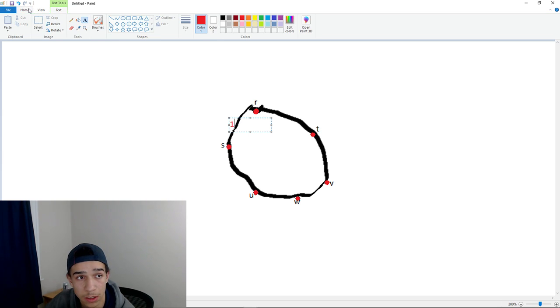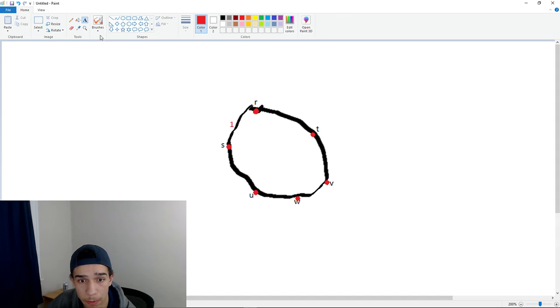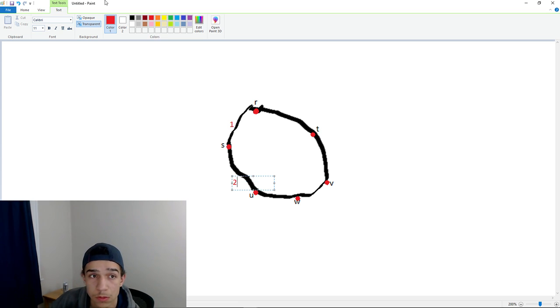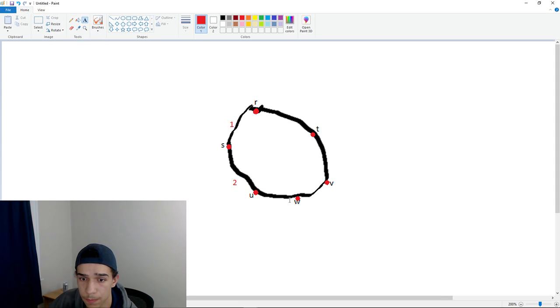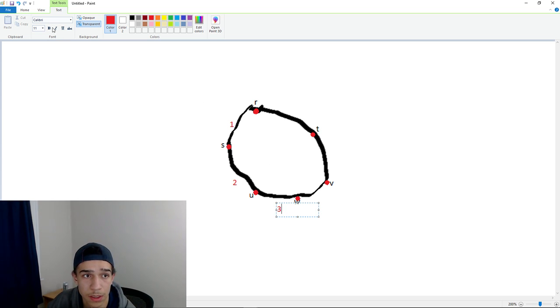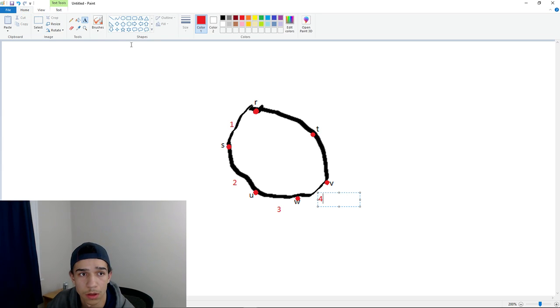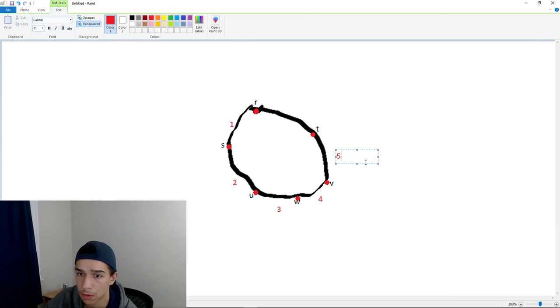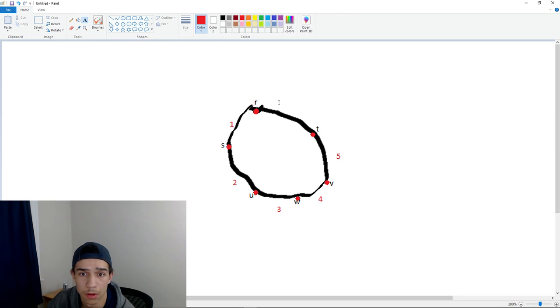Sorry, I'm having a hard time talking. And then this is going to be 2. That's 3, 4, 5, and 6. So the total cycle for this would be 6 because we are counting the edges in between each vertex as one part of the cycle. So 1, 2, 3, 4, 5, and 6.